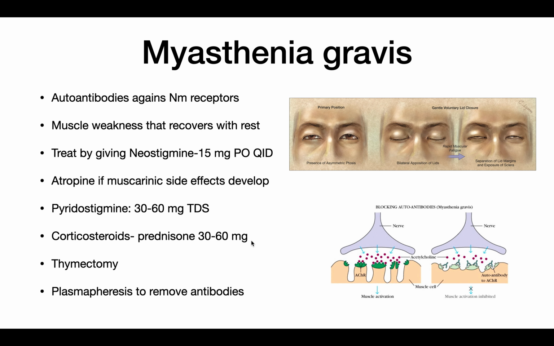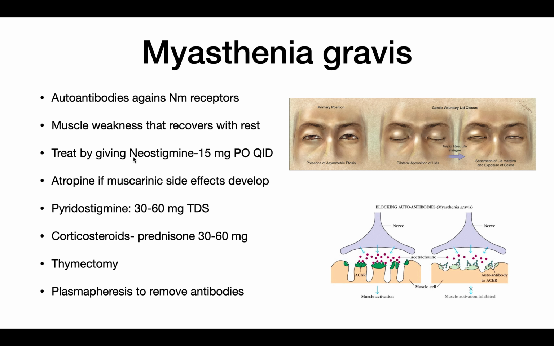Okay, myasthenia gravis is going to be autoantibodies against the nicotinic muscular receptors. It's a muscle weakness that recovers with rest. So the test is the blinking. So you ask your patient to blink fast for like 30 seconds to a minute. For a normal person, you can keep blinking, but with somebody with myasthenia gravis, depending on how bad it is, usually around 10 seconds, they're already struggling. It's harder and harder to open their eyes.